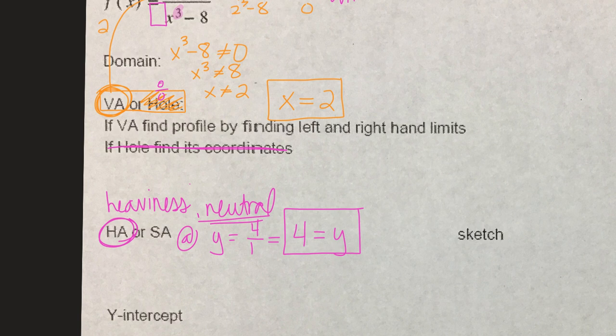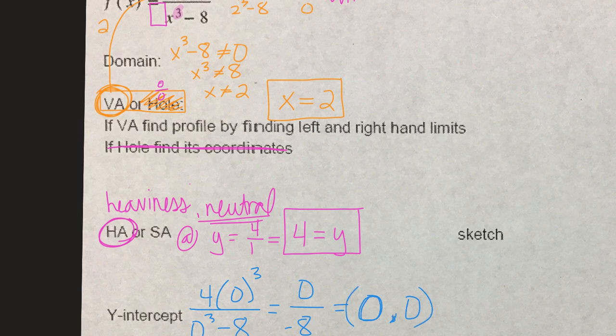Hopefully you love this one as much as I do. To find the y-intercept, you just plug in 0 for all of your x's. 4 times 0 cubed is just 0. So 0 over negative 8 is a y-intercept of 0. So this has an intercept at the origin. So we have a y-intercept at 0, 0.